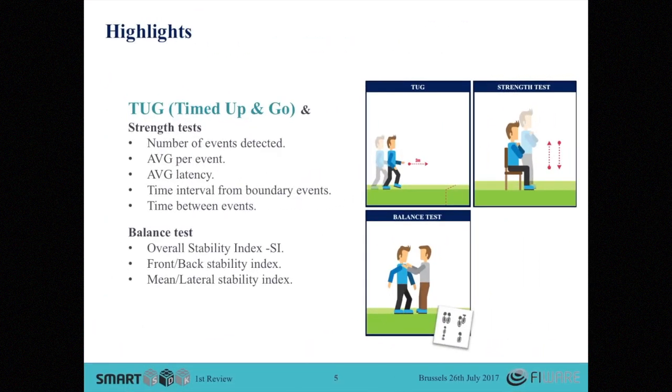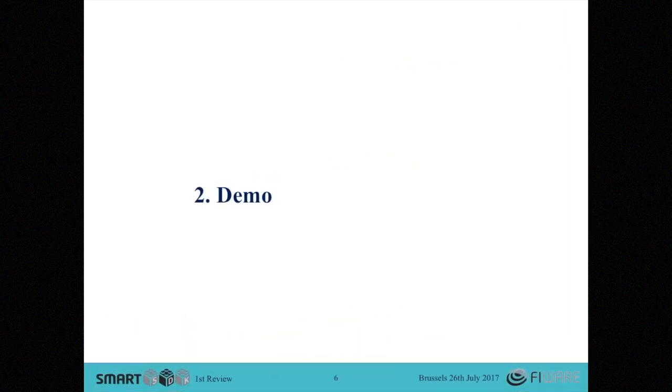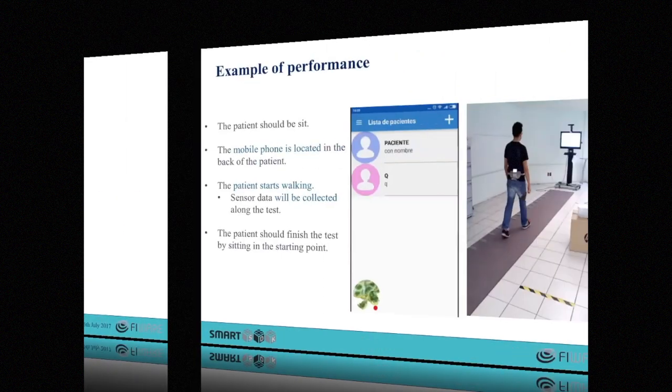In this context, I will focus on the Timed Up and Go test, which is one of the three physical tests that have been taken into account in the mobile application. To estimate parameters of interest, such as number of steps performed and average time per step, among others, we use the data obtained from the accelerometer and gyroscope of the mobile phone.